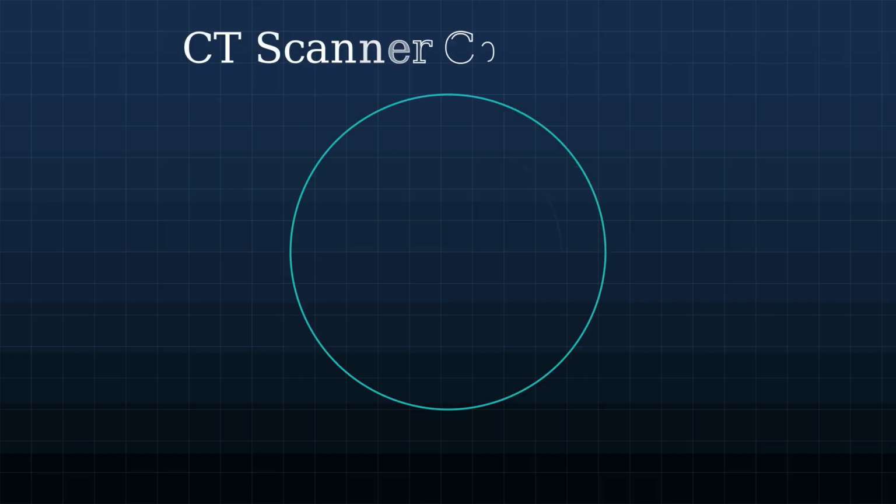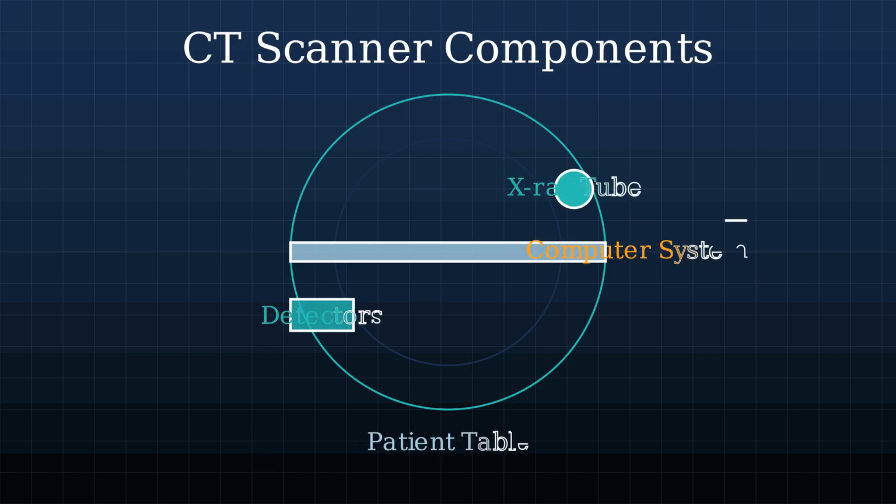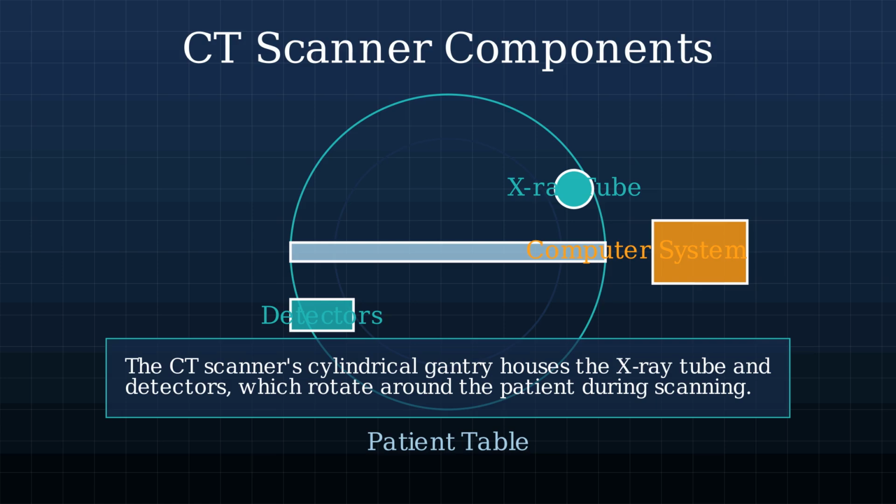A CT scanner consists of several key components working together to create detailed cross-sectional images. The main components include an X-ray tube, detectors, a motorized patient table, and a computer system for image reconstruction. The CT scanner's cylindrical gantry houses the X-ray tube and detectors, which rotate around the patient during scanning.